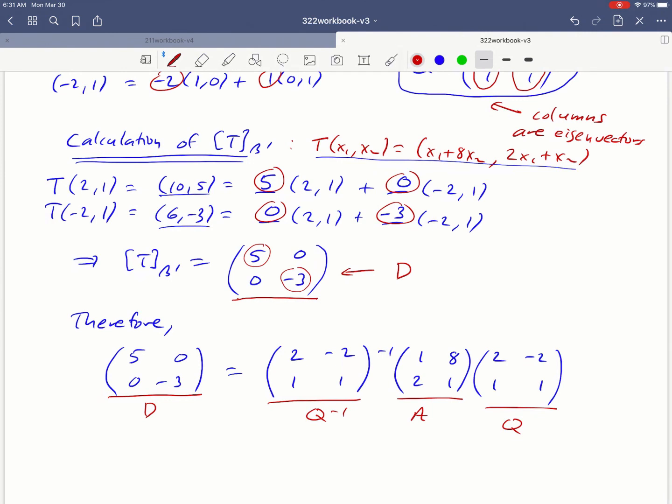And in the next video, we're going to generalize this by noting the observations that we made, the fact that what's special about Q is that it has eigenvectors as its columns, and what's special about D is that it has eigenvalues on the main diagonal.